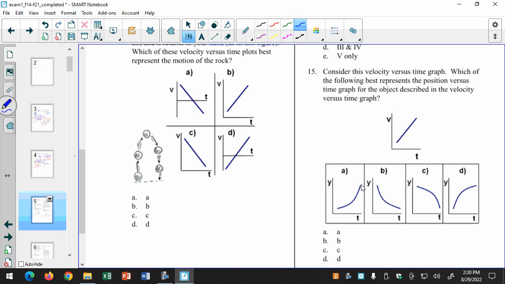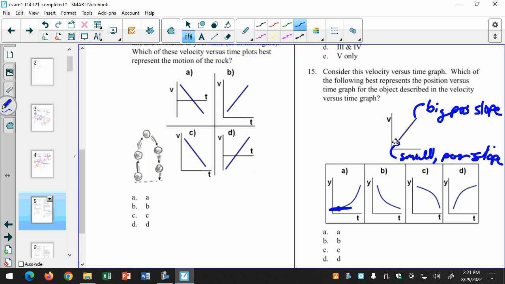So number 15, I have this V versus T graph. I want to translate it into a Y versus T. The value right here on the V versus T corresponds to the value of the slope right here. I'm not saying the answer is A. But right here this tells me that I have a small positive slope. And up here, I have a big positive slope. So which of these graphs starts out with a small positive slope and then ends with a big positive slope?